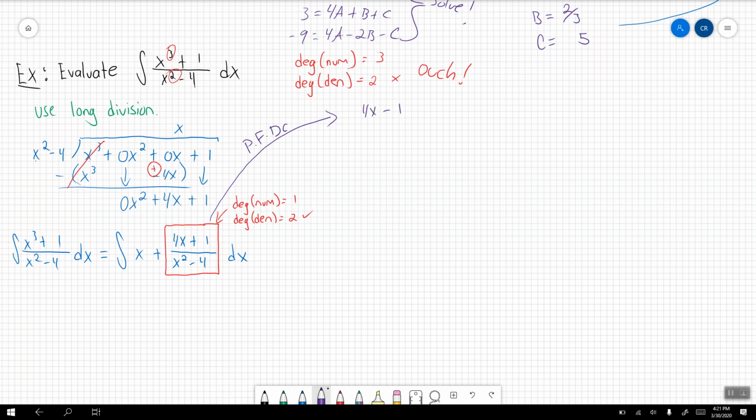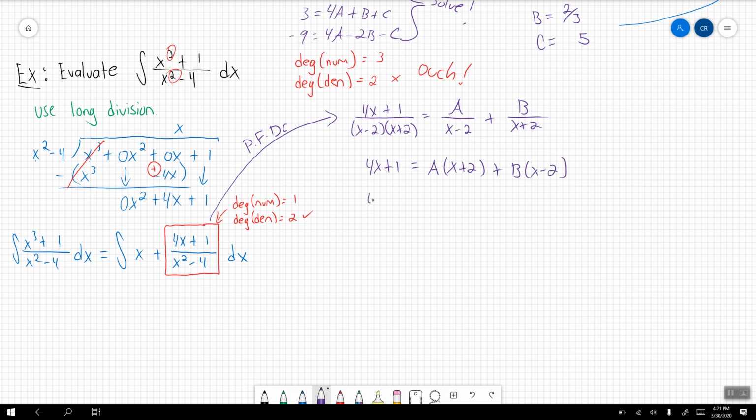Partial fraction decomposition. Here we go. 4x plus 1 divided by, let's factor that denominator. Would you all agree that's just x minus 2 times x plus 2? Great, I would too. So that's now A over x minus 2 plus B over x plus 2. This is because these are just linear factors that are not repeated. Not repeated linear factors only get a coefficient of either A or B. Multiply both sides by the LCD. Naturally, we'll get A times x plus 2 plus B times x minus 2.